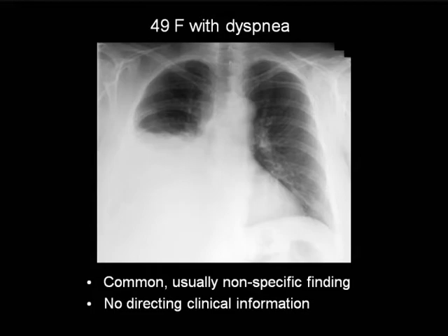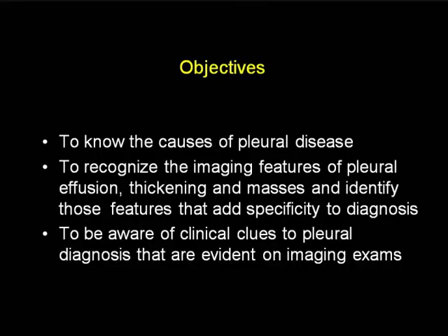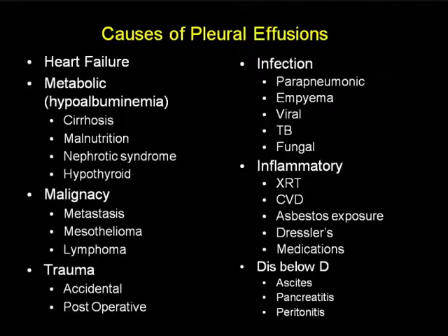And hopefully over the course of the next half hour, we're going to talk about the causes of pleural disease, and the imaging features of pleural effusion, thickening, and masses, and identify those features that add specificity to the diagnosis. In addition, I'd like you to be aware of certain clinical clues to pleural diagnosis that are basically hidden on the chest radiograph or the chest CT that might add some specificity.